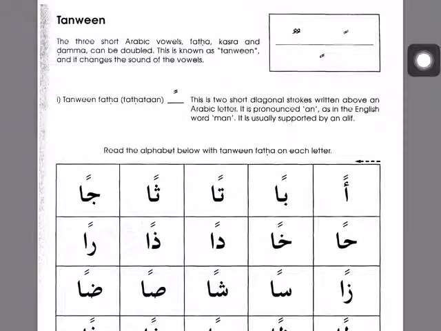So as we can see here on this page, it's focusing on the doubled short vowel sound of a, in which it becomes an. So as we can see from here, we have an, ben, ten, than, jan. As you can see, when I'm reading these letters, they all have an an sound, a nunated sound with the a sound. However, you will see that other than alif, every other letter has an alif written after it. This is not pronounced.